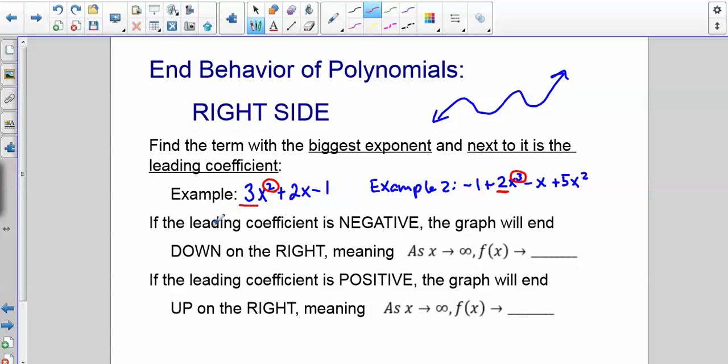If your leading coefficient is negative, then the graph will end down on the right. So an example of the way that might look like this. On the right, it's going to be going down. So as x goes to positive infinity, your y is going to negative infinity. If the leading coefficient is positive, the graph is going to end up on the right, maybe something like this. And that means as x goes to positive infinity, your y is also going to positive infinity.